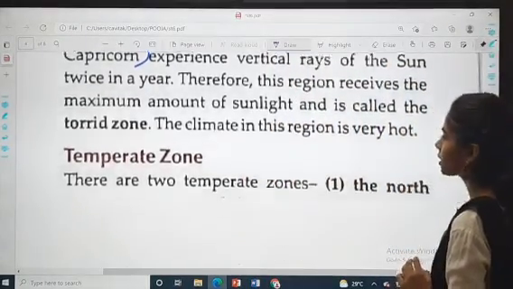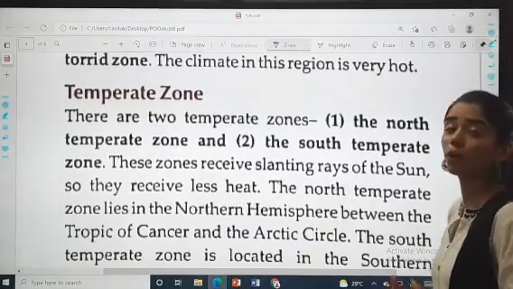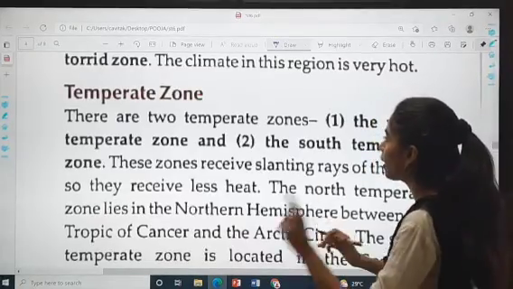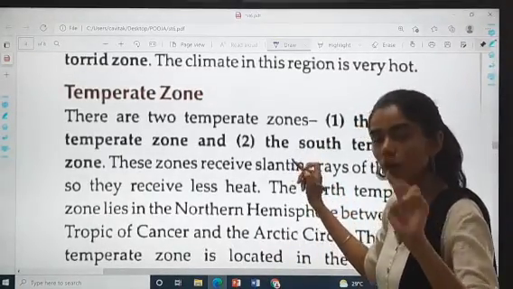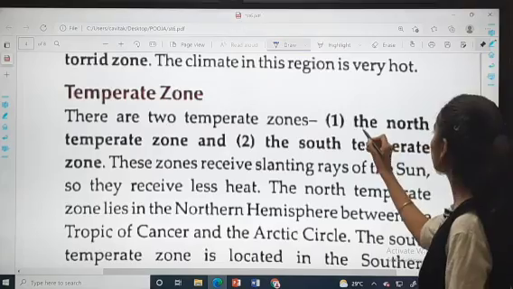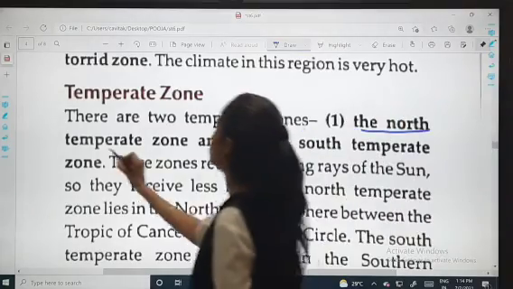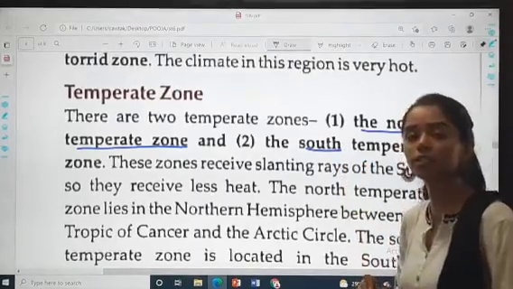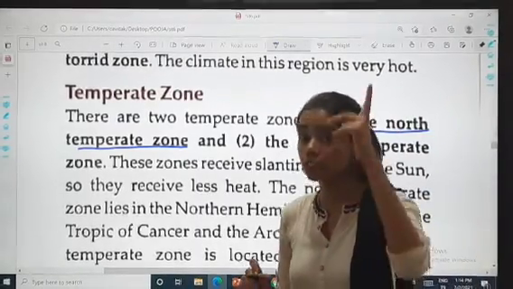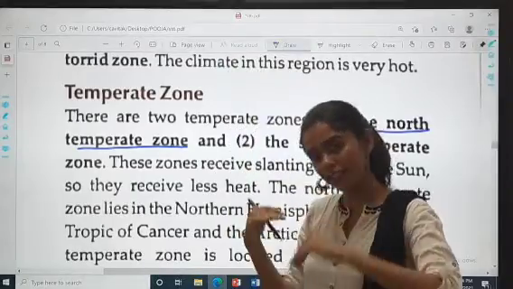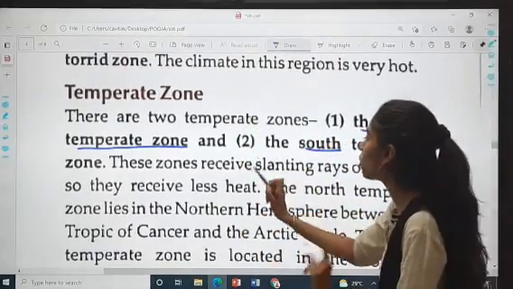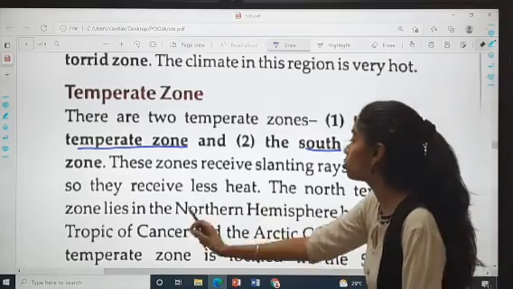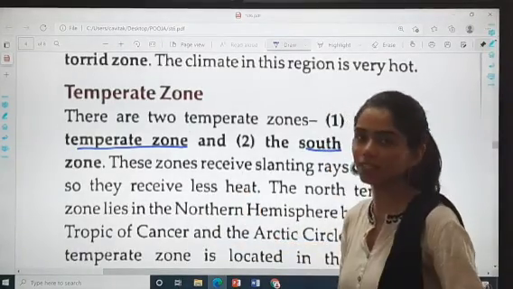Okay. Now next is what? Temperate zone. What is it? There are two temperate zones. How many? Two. That is the North Temperate Zone and the South Temperate Zone. So the temperate zone is divided into two, North and South. These zones receive slanting rays of the sun, so they receive less heat.